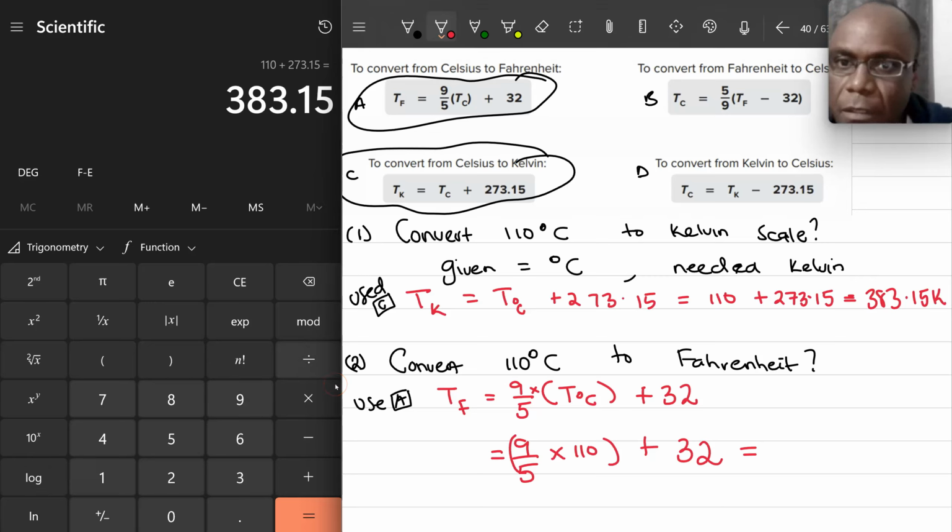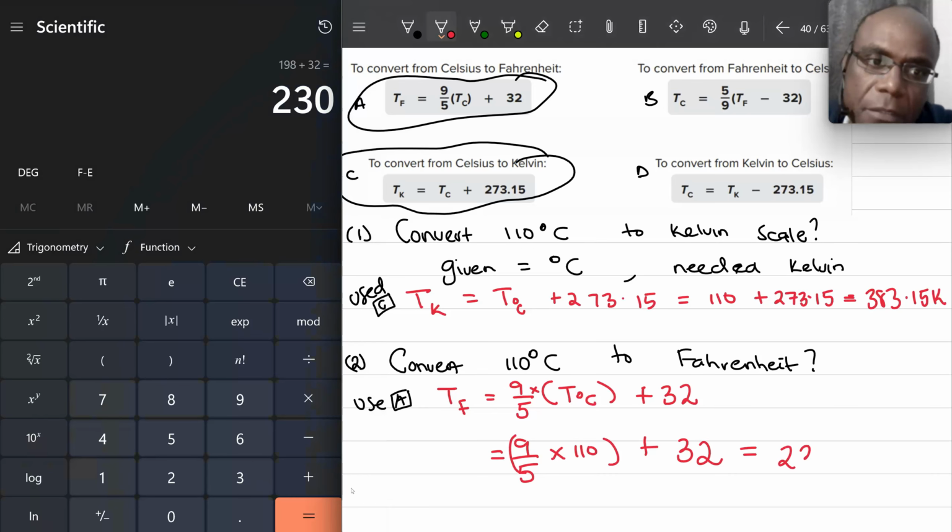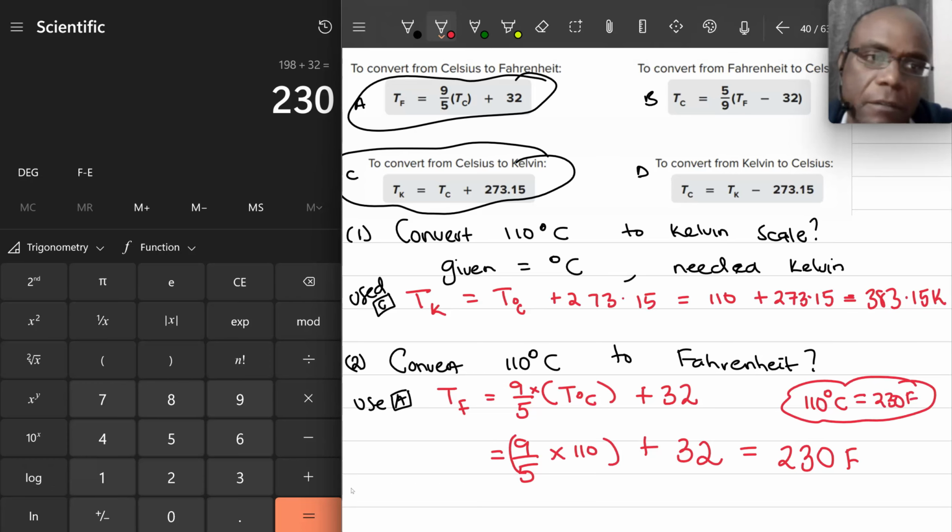So let's come here to our calculator. 9 divided by 5 is what? Multiply that by 110 is what? Then add 32 to that is what? So it's going to give me 230 Fahrenheit. So what this is telling me is 110 degrees Celsius is really 230 Fahrenheit. That's the conclusion.